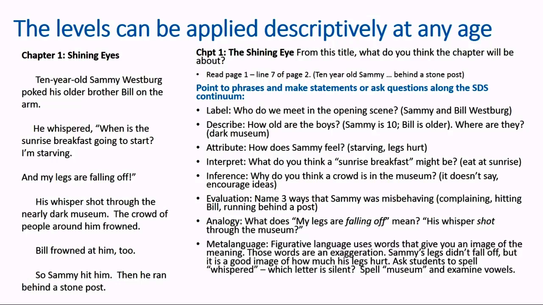And then finally, meta-language. You can talk to the kids about figurative language. Uses words that give you an image of the meaning. So you're defining for the children figurative language. Those words are an exaggeration. Sammy's legs didn't fall off, but it's a good image of how much his legs hurt. So that's an example of teaching a concept like figurative language to the kids you're working with. Another element of meta-language, ask the students to spell whispered, which letter is silent. Spell museum and examine the vowels in that word.